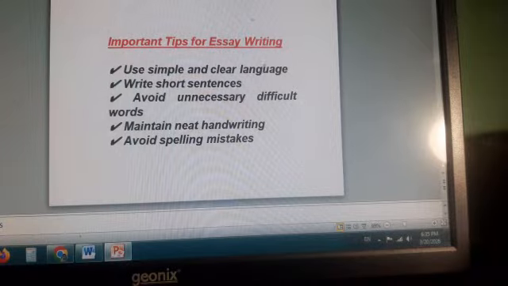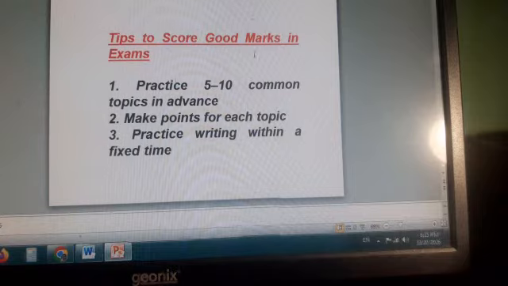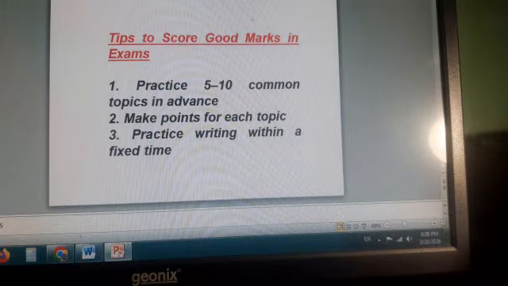Important tips for essay writing. Use simple and clear language, write short sentences, avoid unnecessary difficult words, maintain neat handwriting, avoid spelling mistakes. Tips to score good marks in exams. 1. Practice 5 to 10 common topics in advance. 2. Make points for each topic. Number 3. Practice writing within a fixed time.